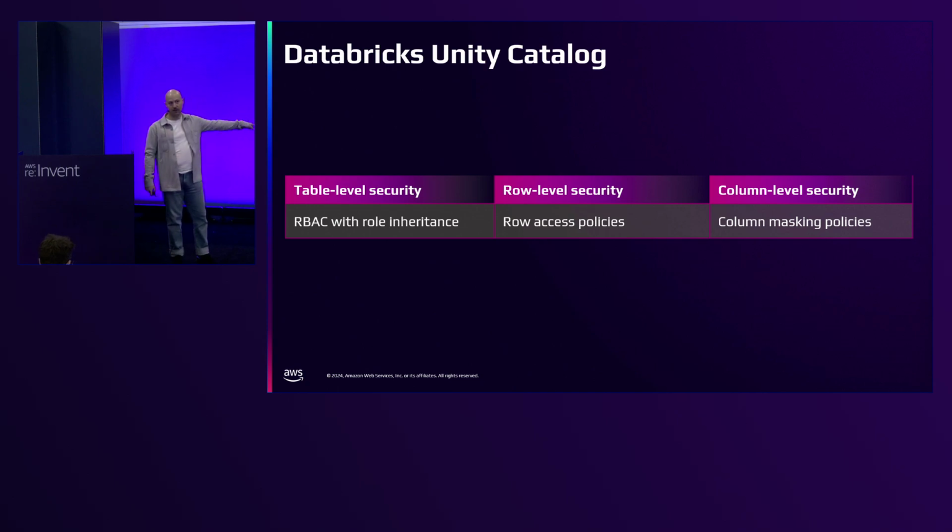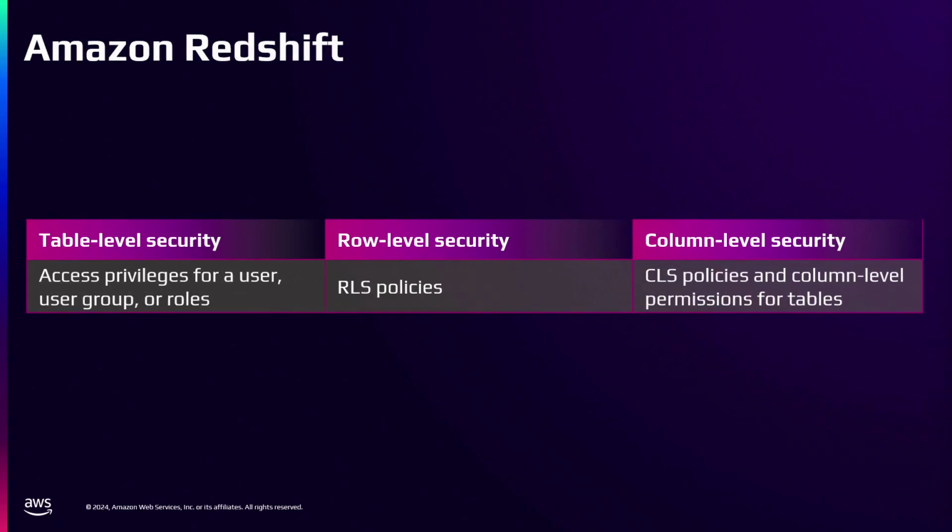Databricks Unity Catalog, typo on the slide. So they also have RBAC. They also have user-based access controls. They do not yet have role inheritance, though they may add that. Row level security and column level security work very similarly, although in Databricks they're called row filters and column masks. So yeah, just slide typo.